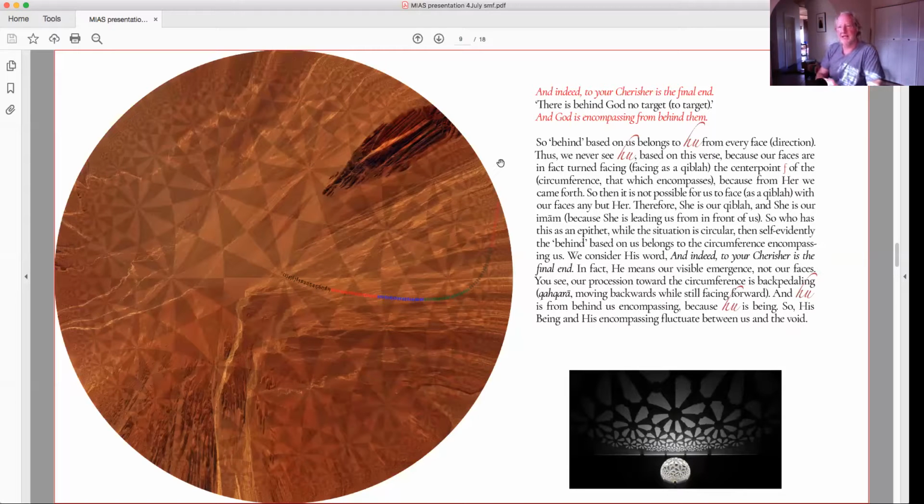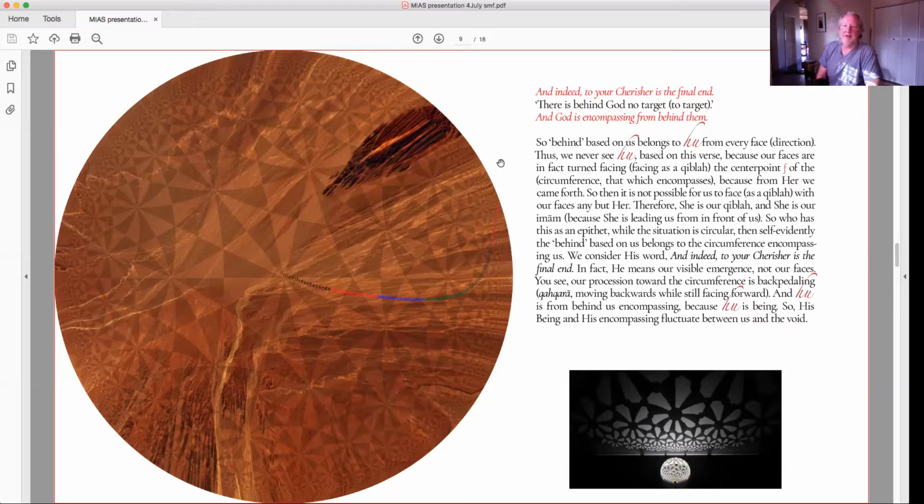So who has this as an epithet? While the situation is circular, then self-evidently the behind based on us belongs to the circumference encompassing us. So behind is this circle encompassing us. We consider his word, and indeed to your cherisher is the final end.